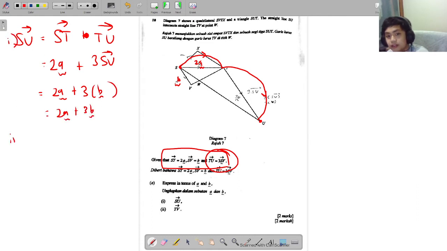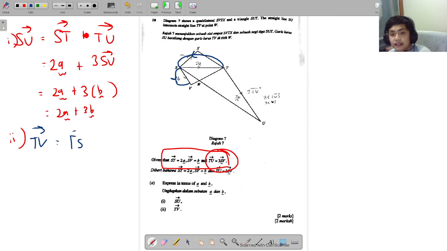Part 1, part 2. So TV in this case, I'll do it in blue, since I did that in red, just to avoid the color clash. So TV in this case would be, I want to go from T to V, so the most efficient way would be TS plus SV, right? So TS is just the reverse of ST, which is negative 2a, and SV is given as b. And this is done. Question 2 done.